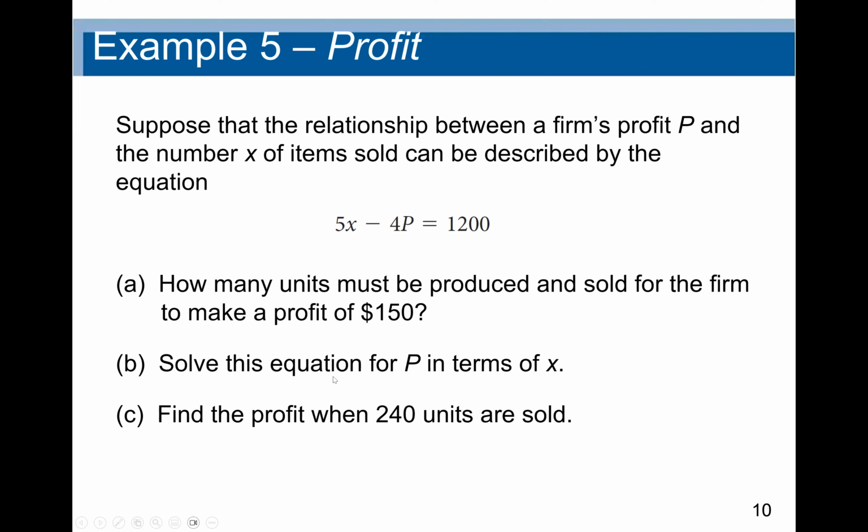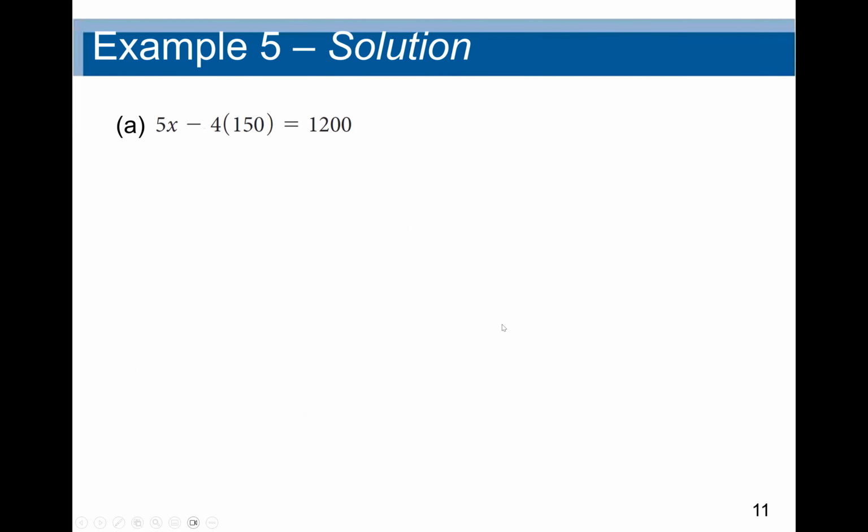The next one, solve this equation for p in terms of x. Now, if we know the value of x, we can solve for p, or we can solve for p, but the answer will include the variable x. Then after that, we can find p, or the profit, when x equals 240 units. So let's see the solution.